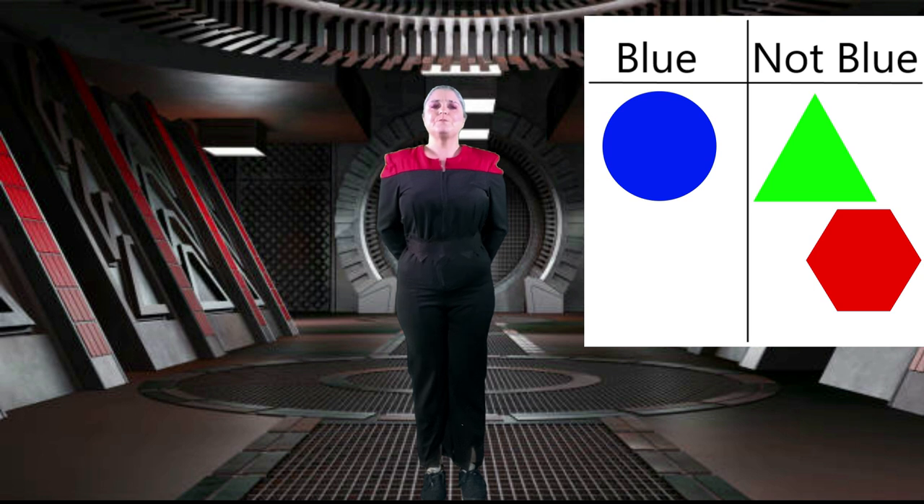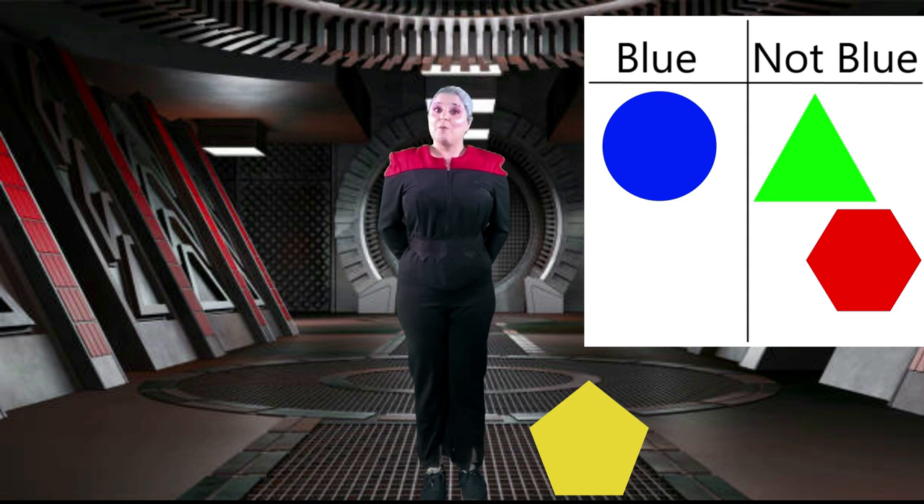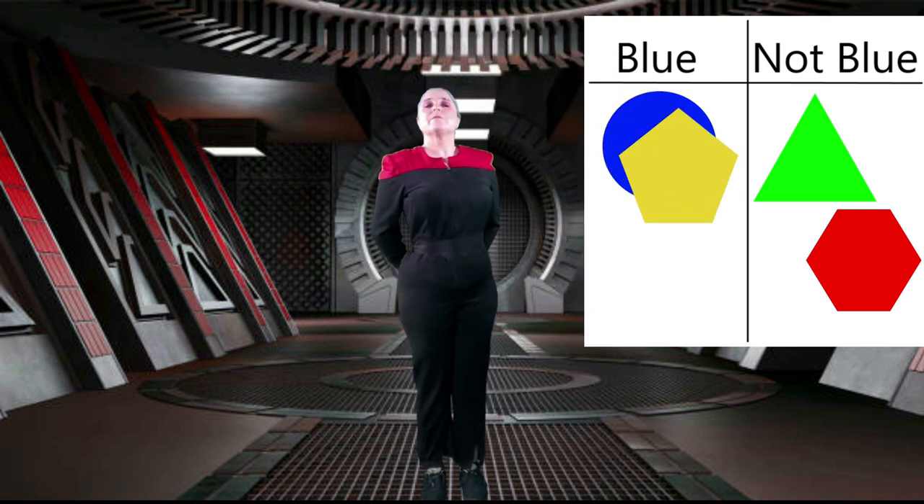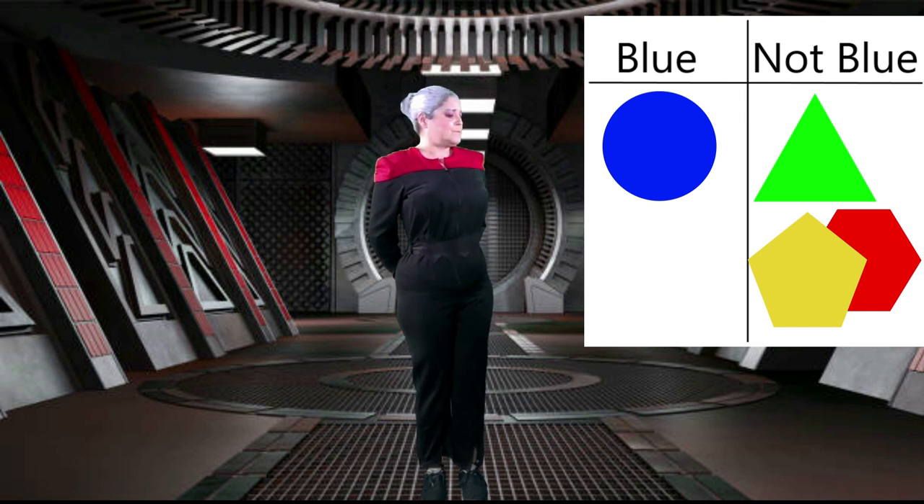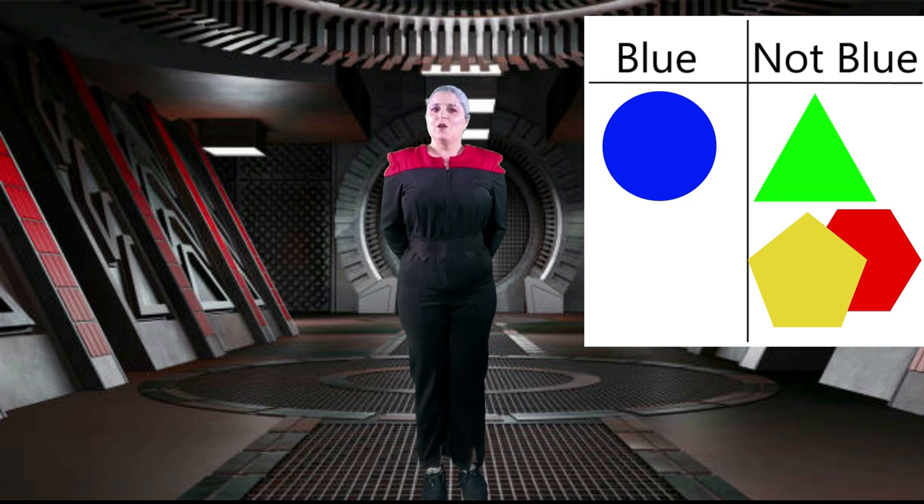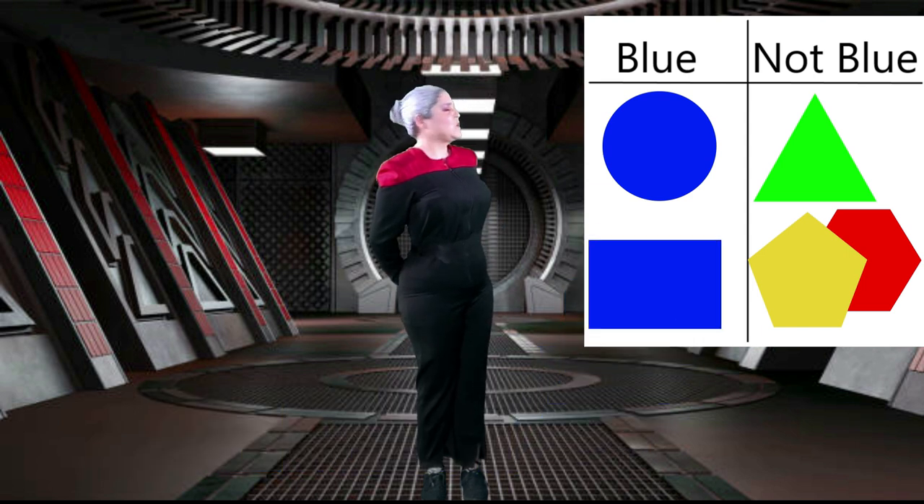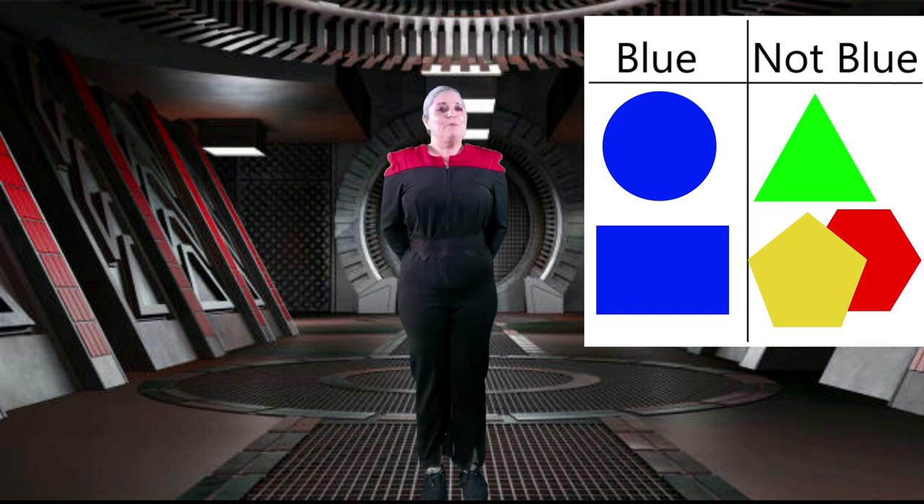Another volunteer, please. Yes, cadet. A yellow pentagon. Where are you going to place this shape? Very good. You have placed it on the side that says not blue. Another volunteer, please. Very good. Which shape are you going to select? A rectangle. A blue rectangle. Very well, cadet. Where are you going to put it? Good. You have put it on the blue side because it is, of course, a blue shape.